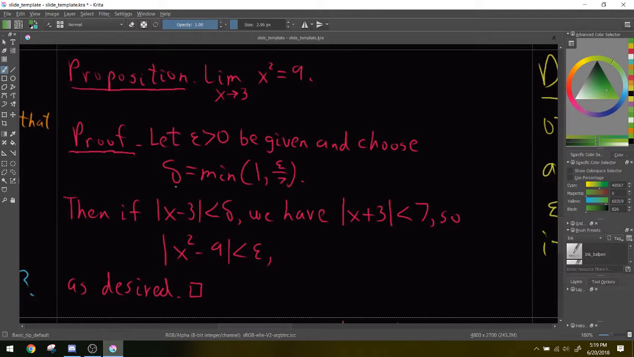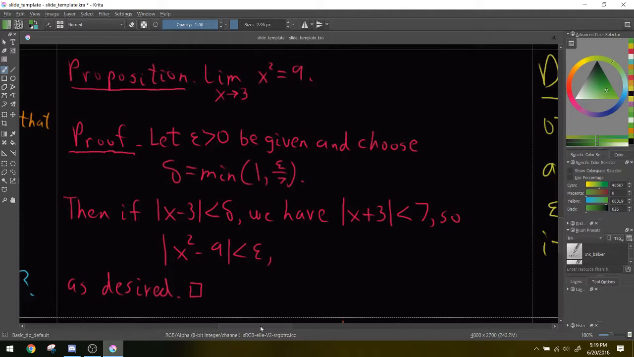Here's the proof we did last time. Here it was a fairly complicated delta. You remember we had to do this argument about choosing the minimum of 1, and then we bounded one of the factors by 7. And then you said, okay, let's make delta smaller than epsilon over 7. So we had to do this fairly complicated rigmarole to get the right delta as a function of epsilon.